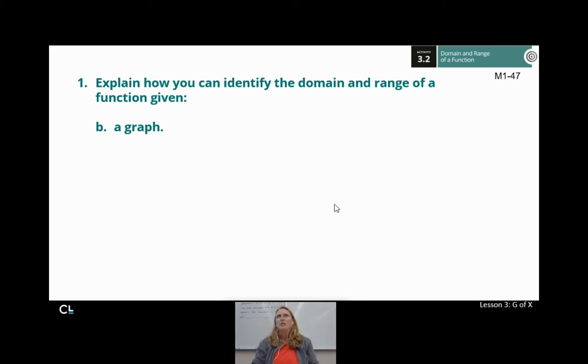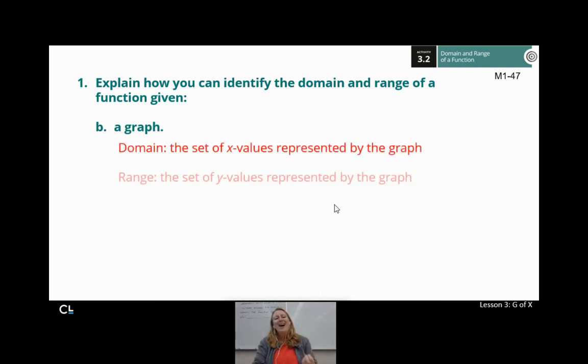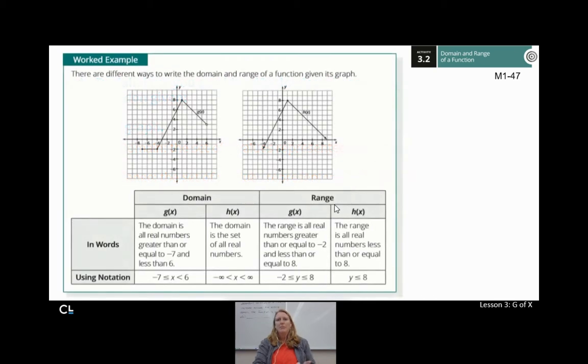So we keep saying that domain is input, range is output, but we also keep saying that domain is X and our range is Y. So I would look at the graph and say, hey, what X values are represented on my graph? That's going to be my domain. Hey, what Y values are represented on my graph? That's going to be my range. And that's how it works. Now, there are different ways to write the domain and range of a function if you're given its graph.